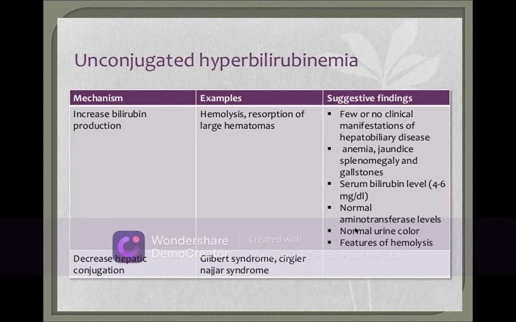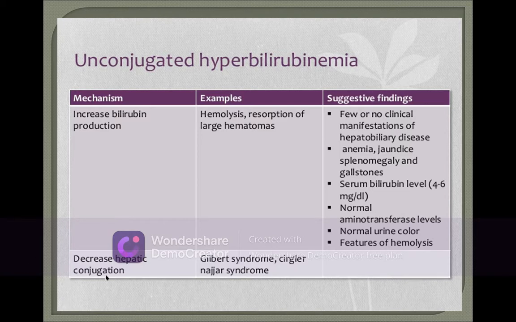All the tests which I have mentioned to you are normal. ALT, AST, alkaline phosphatase, gamma GT may be normal in these cases. And the urine color is normal, because the color is formed by urobilin. The urobilin is formed in the intestine. So the color here is normal. And there are features of hemolysis. Specific features of hemolysis are seen. Clinically it can be said, or biochemically it can be proved.